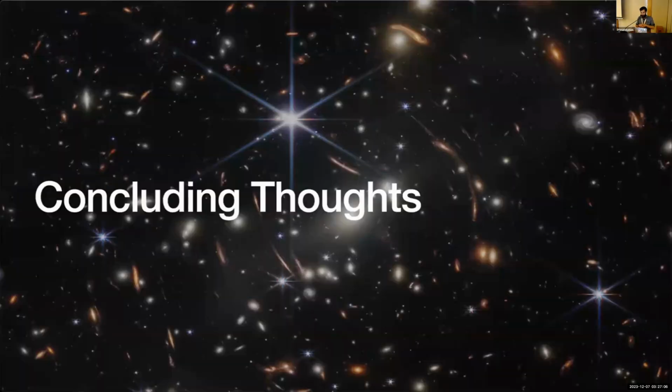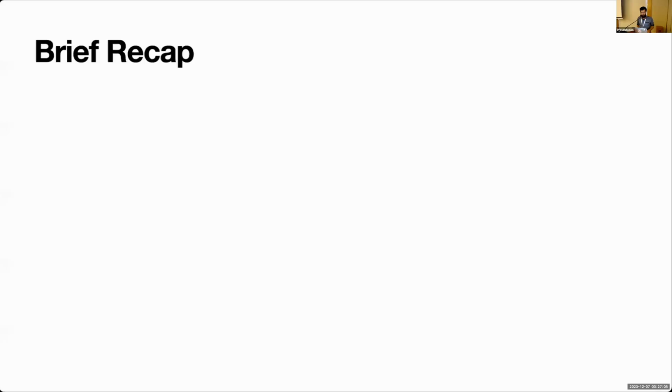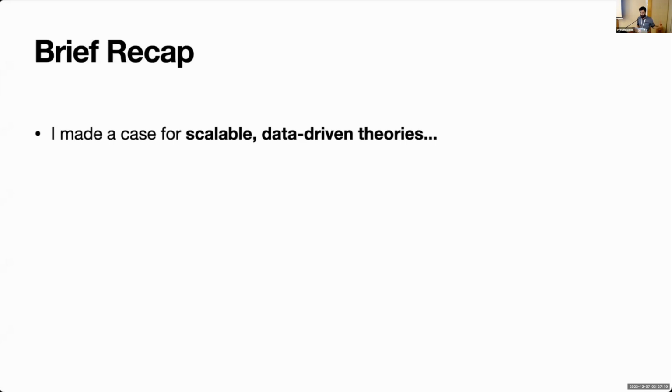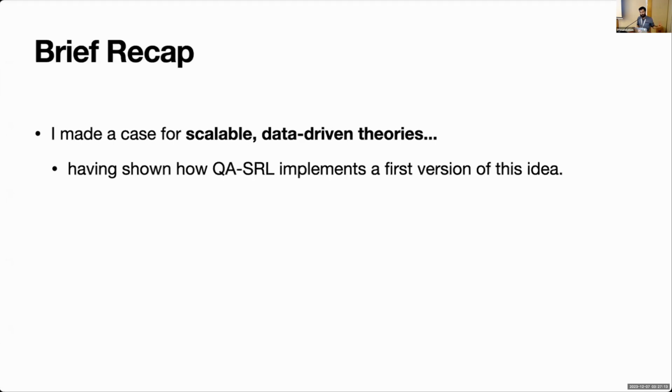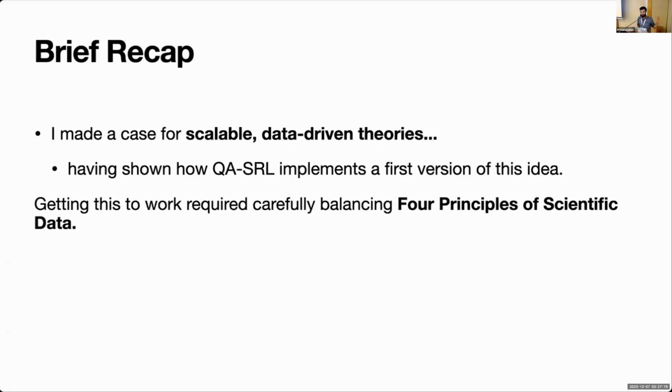Okay, so to try and wrap up, the brief recap: I made a case for what I call scalable data-driven theories. I hope I've very briefly shown how QA-SRL implements a first version of this idea. And I think it's important to note that getting this to work required a careful balance of the four principles of scientific data that I mentioned. So if we think about doing it with other kinds of tasks in the future, those four principles are worth keeping in mind. And another thing that I want to say is that, at the end of this, maybe it seems obvious. What's actually new here?